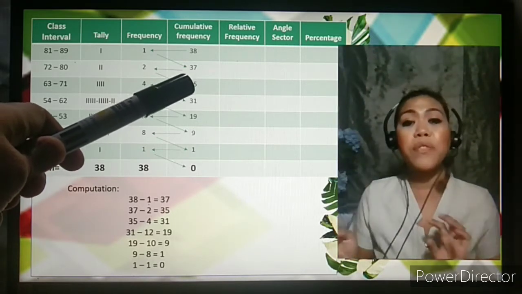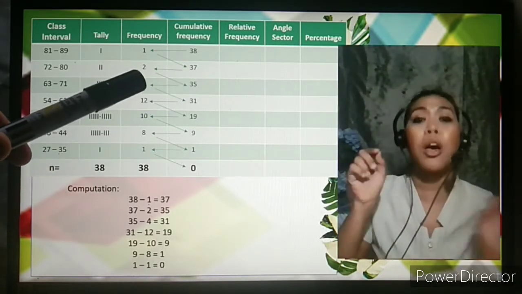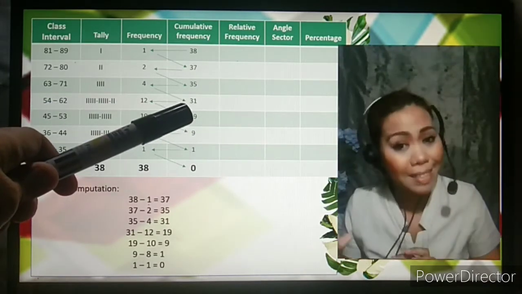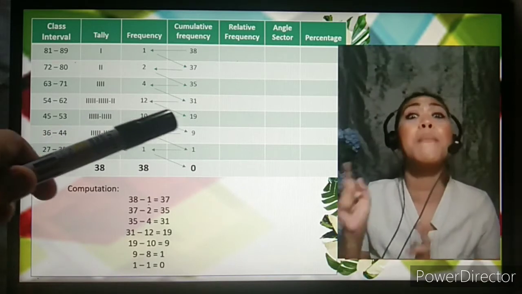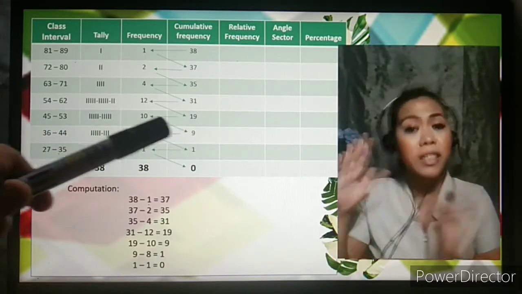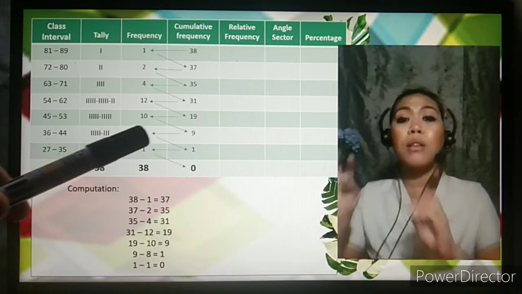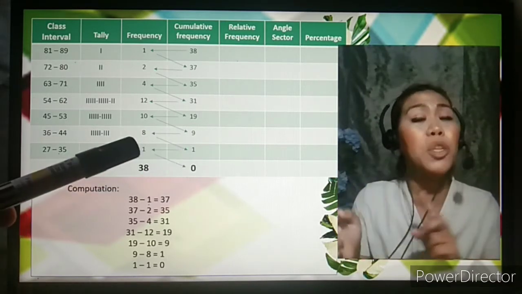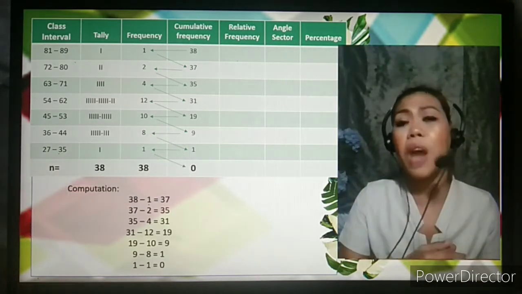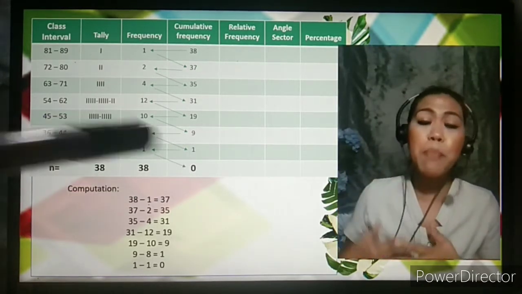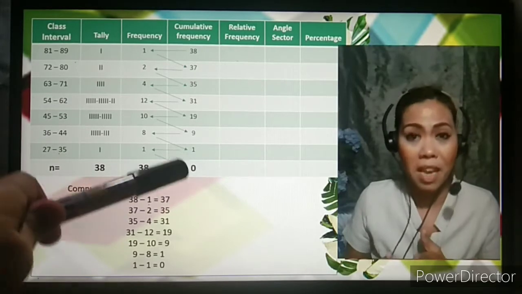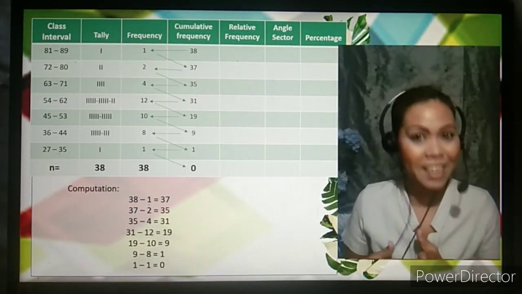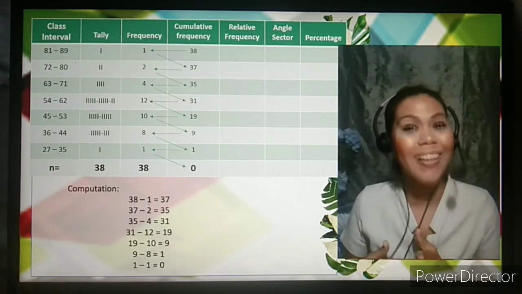Okay, so 35 minus 4, it turned 31. 31 minus 12, it's now 19. 19 minus 10, it turned 9. And now 9 minus 8 equals 1. And 1 minus 1 is 0. Now, making sure that the very bottom of it is 0. It means that you computed it correctly. Did you get it now? That's great.